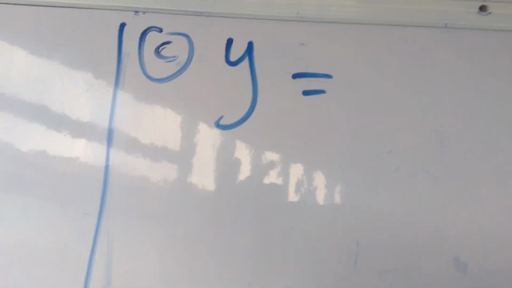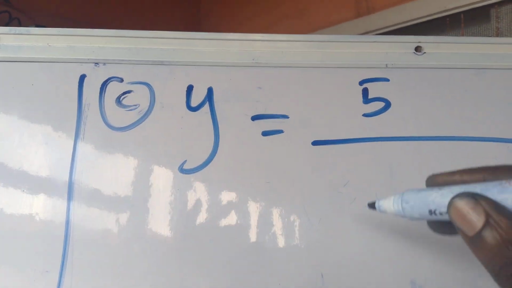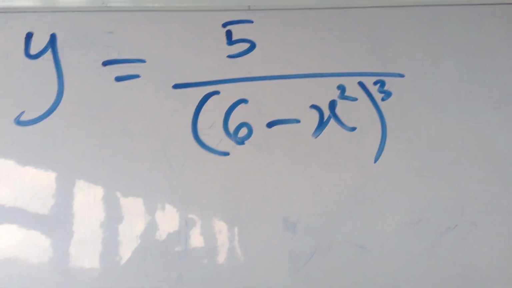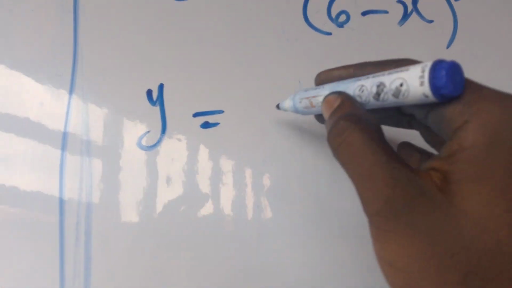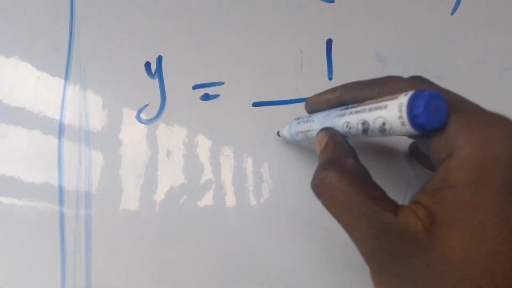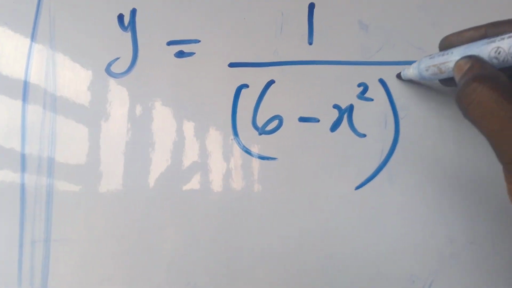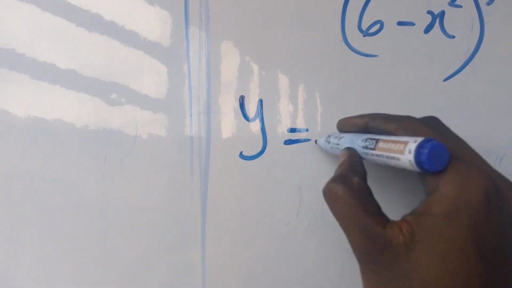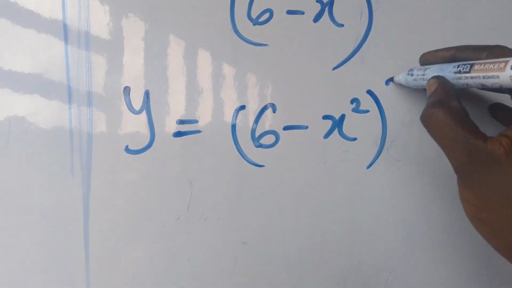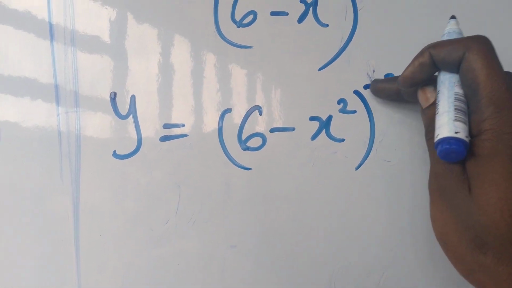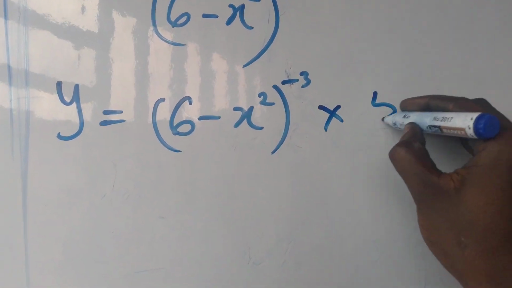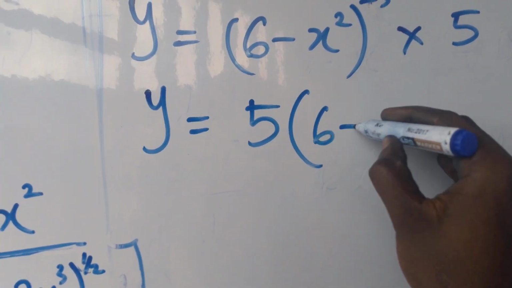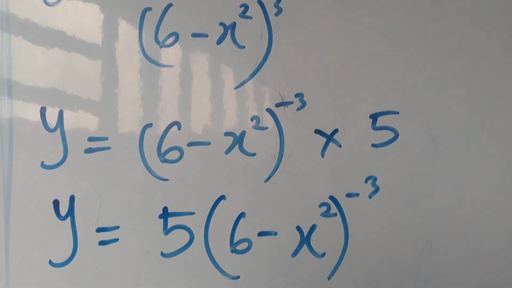Question C says y equals 5 all over (6 minus x raised to power 2) all raised to power 3. So y equals 1 over (6 minus x raised to power 2) all raised to power 3, times 5. The reciprocal changes to a negative index, so y equals 5 times (6 minus x raised to power 2) all raised to power minus 3.